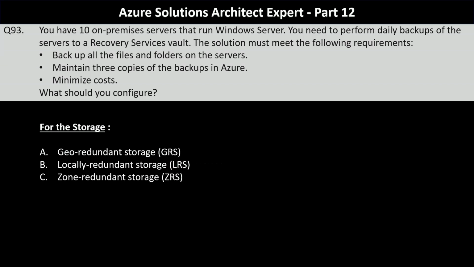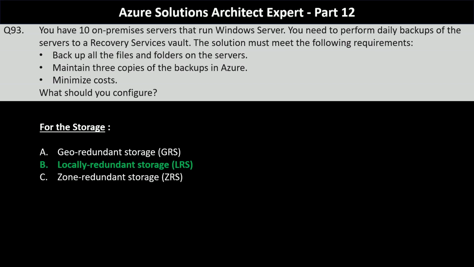Now, the second part of the question is talking about the storage, and your options are geo-redundant storage, locally redundant storage, and zone redundant storage. Friends, you will need to use locally redundant storage in this use case as you need to maintain 3 copies of the backup while minimizing costs.